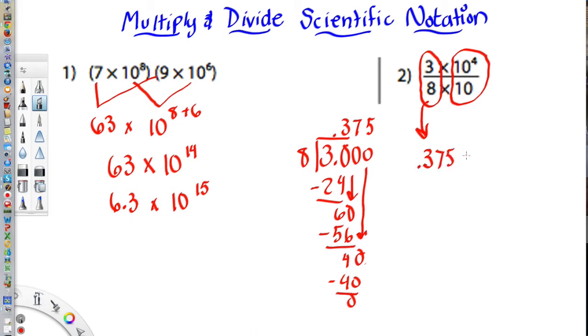So 3 divided by 8 would be 375 thousandths times, and now my 10 to the 4th power divided by 10 to the 1st power is going to be 10 to the 3rd power, because when I have an exponent and divide it by another exponent, I just subtract powers. So it would be 4 minus 1, which is 3. But there's something I need to do here. I need to move this decimal point over 1 once again to make it scientific notation. So it would be 3.75. And since I'm already moving this over 1, I would have to make this 10 to the 2nd power.